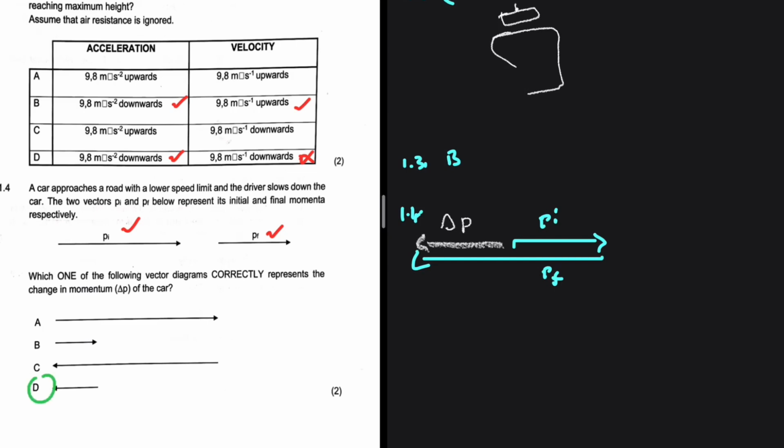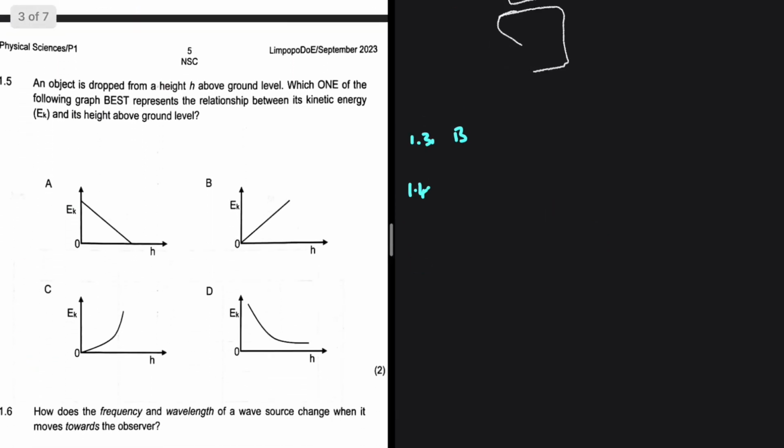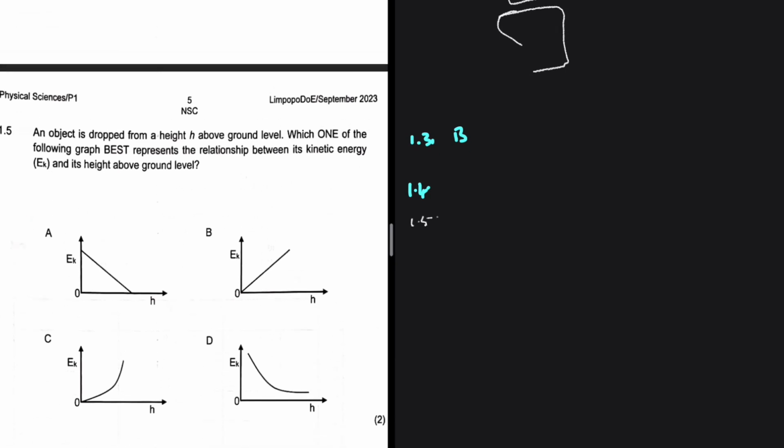Let's move to 1.5. So what do we have in 1.5? An object is dropped from a height h above the ground. Dropped, what does that tell us? Vi is equal to 0. Let's carry on. Which one of the following graphs best represents the relationship between its kinetic energy and its height above ground level?